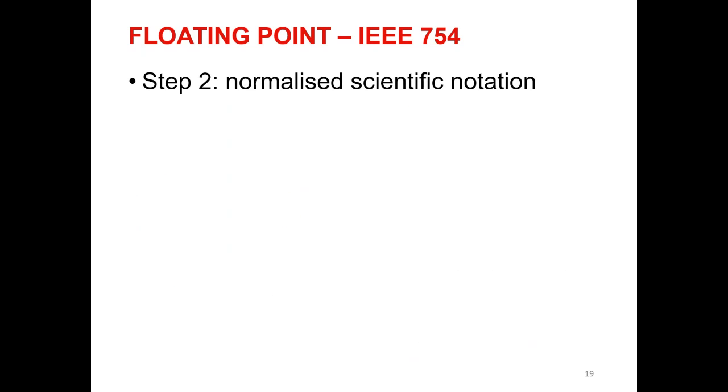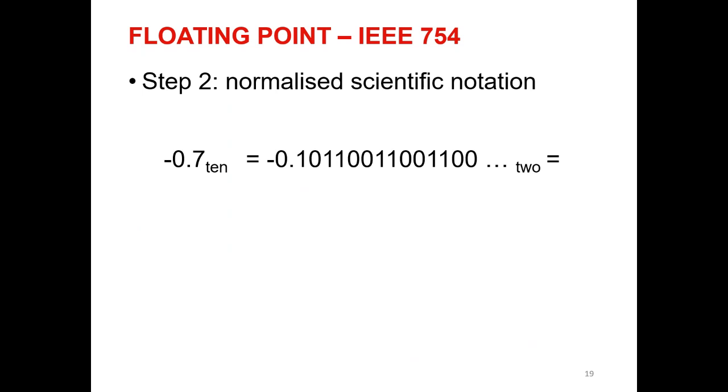So the step 2, once we have this number in decimal converted to binary, is normalize, use the normalized scientific notation. What does this mean? This means that we want a 1 here before the point. Why do we want a 1 here? Because remember that in order to represent the fraction, we were assuming that we always had a 1 here. So if we want to move this one to the left, we need to multiply this by something.